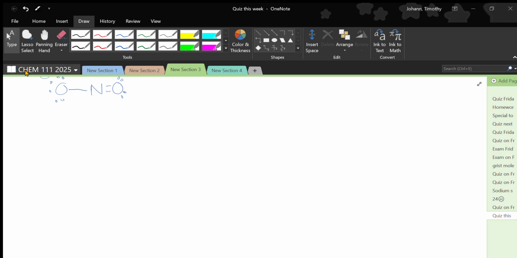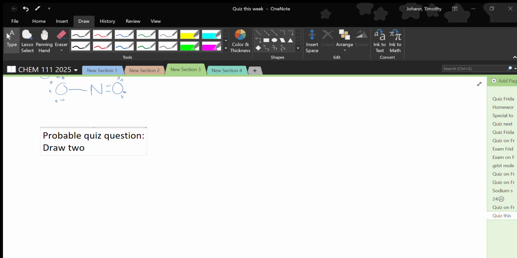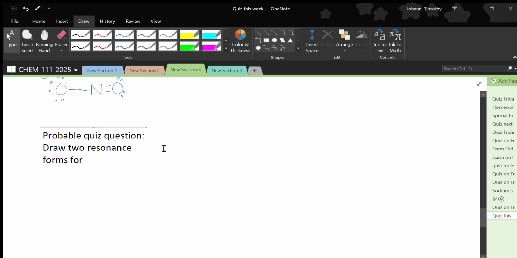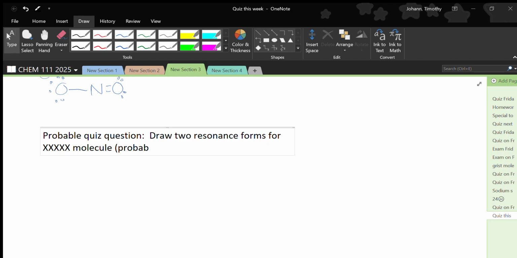I'm going to call it a probable quiz question. Draw two resonance forms for... well, resonance forms implies Lewis dot structures. Draw two resonance forms for XXX molecule, probably an ion, right? Probably one of your polyatomic ions.